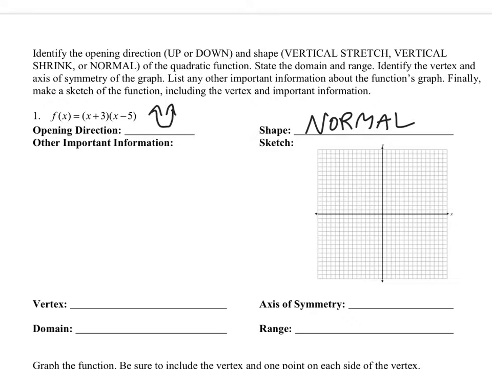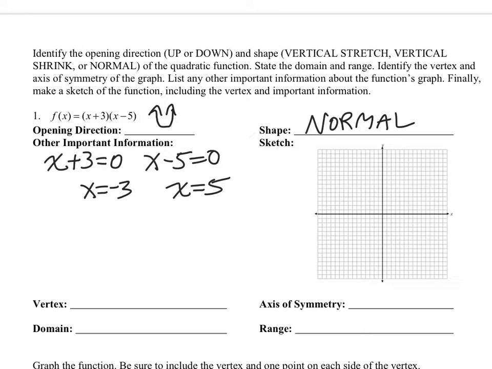Next, we want to use the zero product rule to find our zeros. So we'll take both of the factors, x plus 3 and x minus 5, and set both of those equal to 0. And when we solve, we get x equals negative 3 and x equals 5.